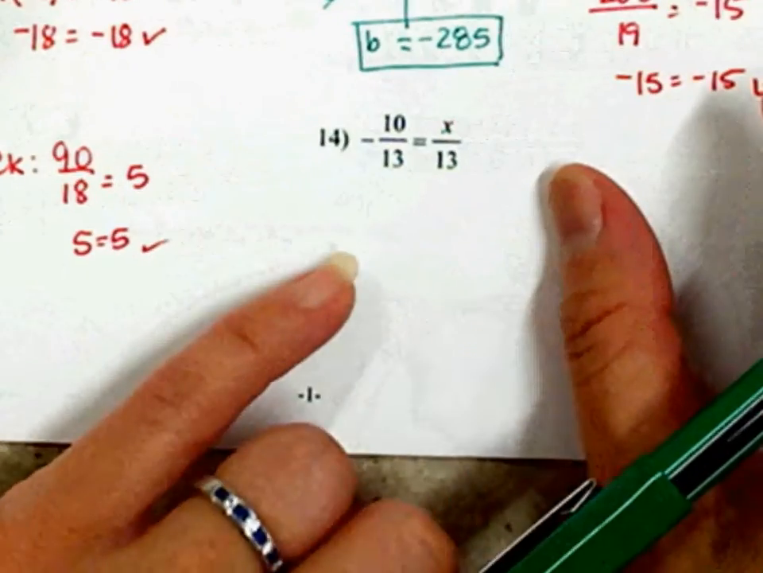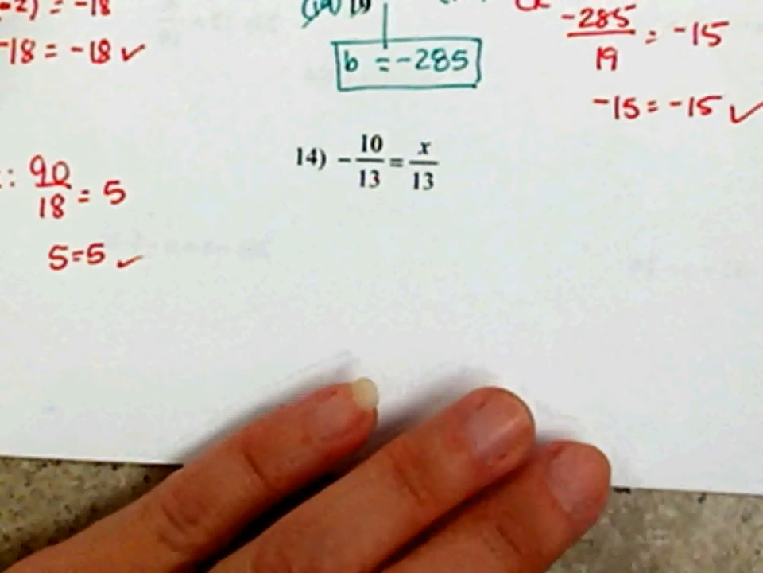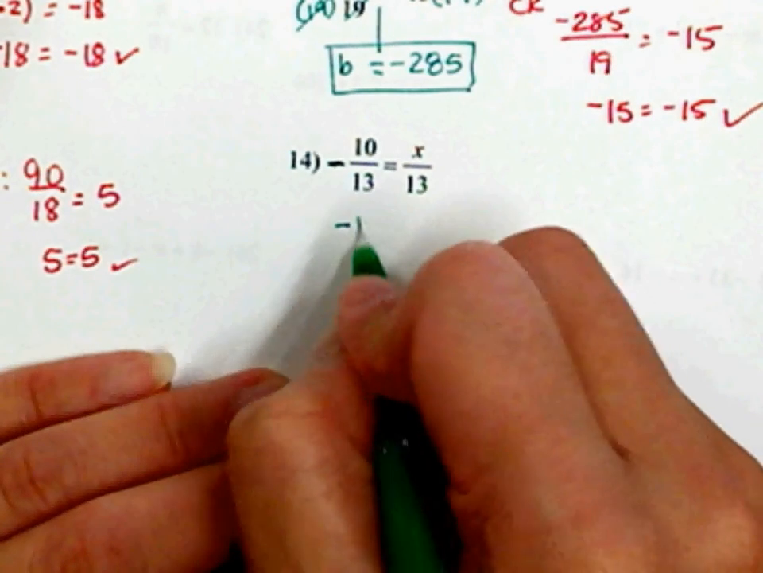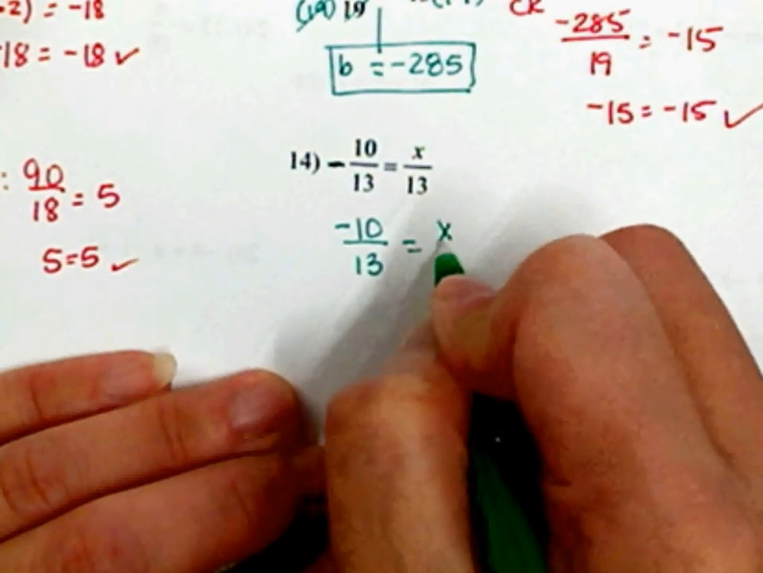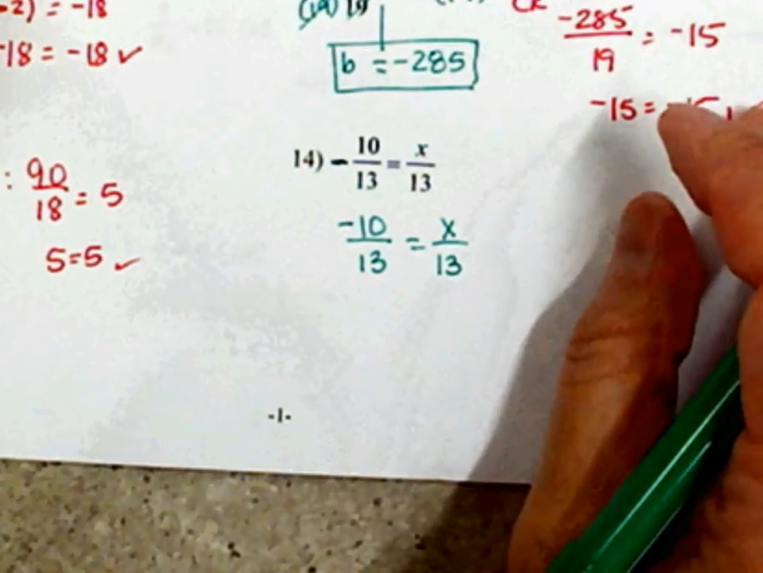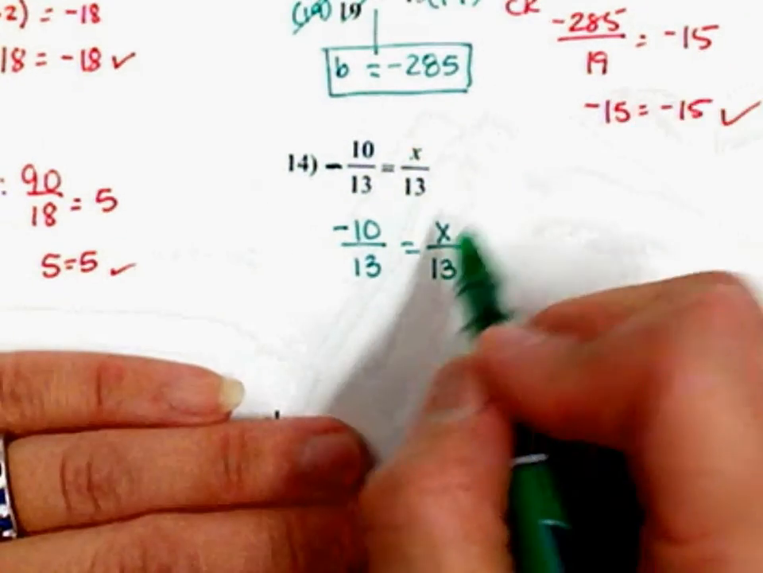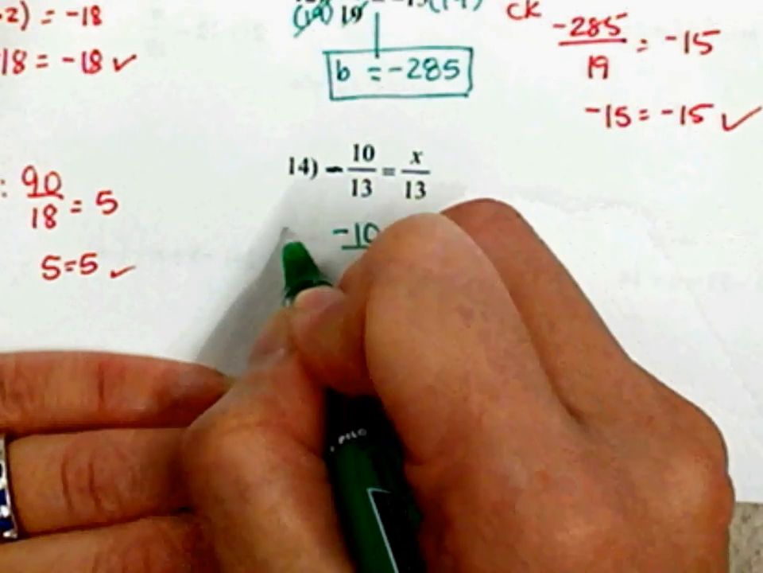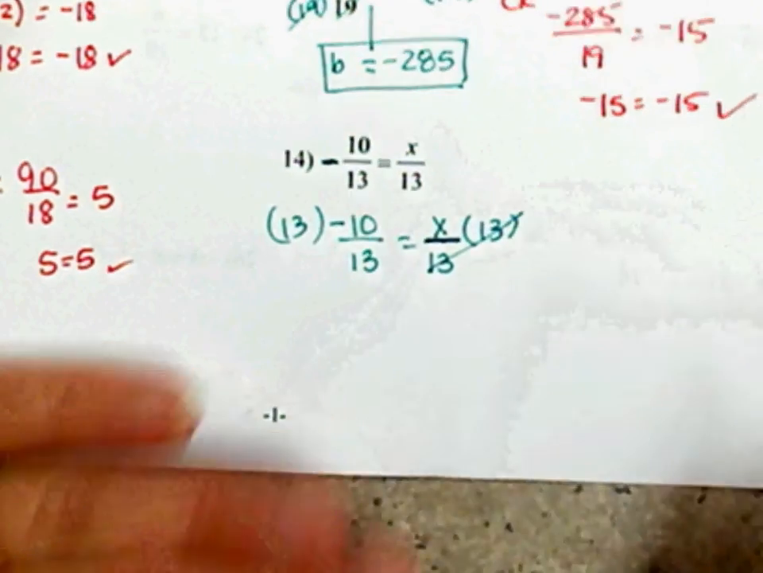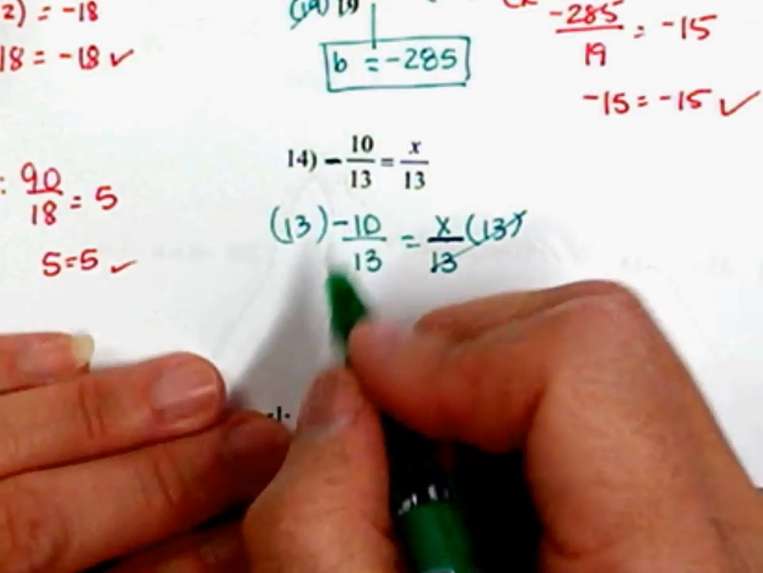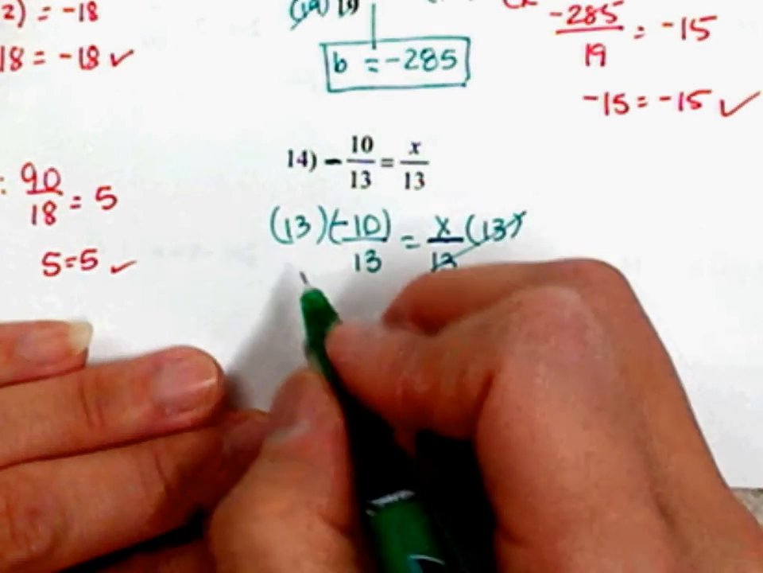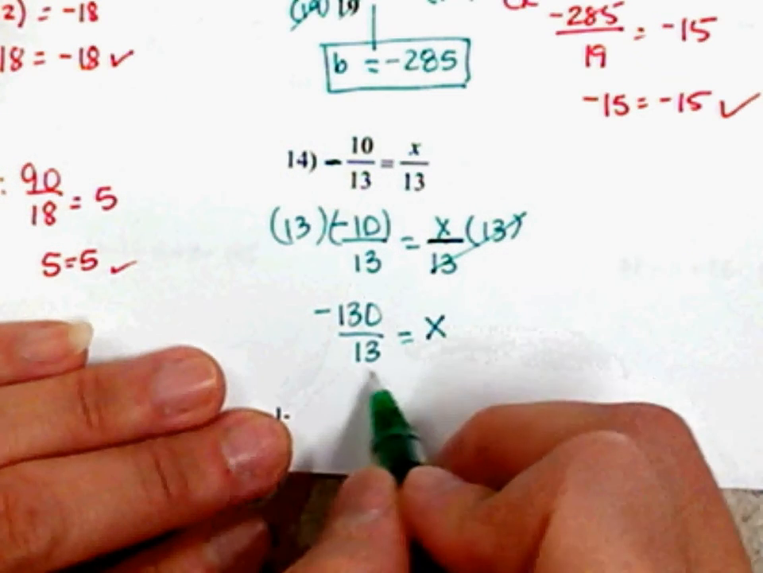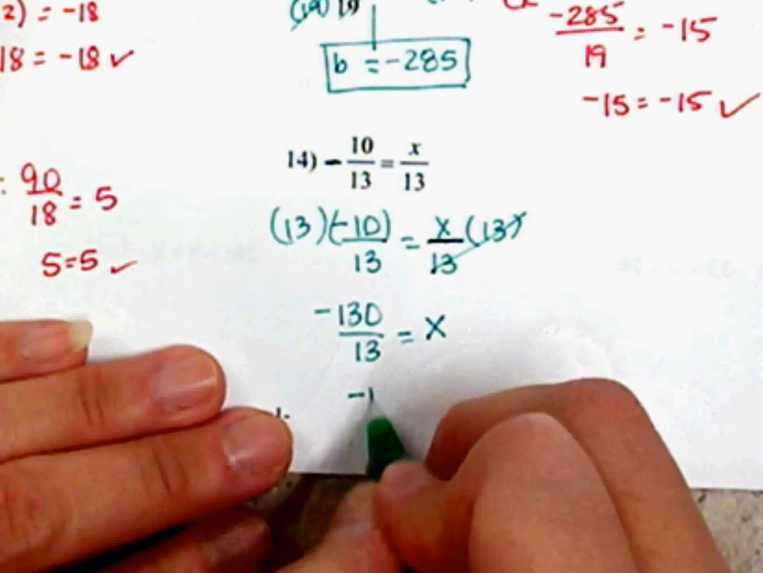Number 14, okay? Here we go. You see this negative right here? Make it go with the top number. So write it as negative 10 over 13 equals x divided by 13. If you look at this problem mathematically, you're solving for this one. So this is divided by 13. What you do to one side, you do to the other side. So those cancel. 13 times negative 10, this is multiply, will give you negative 130 over 13 equals x. Simplify that. Negative 130 divided by 13 is negative 10 equals x.